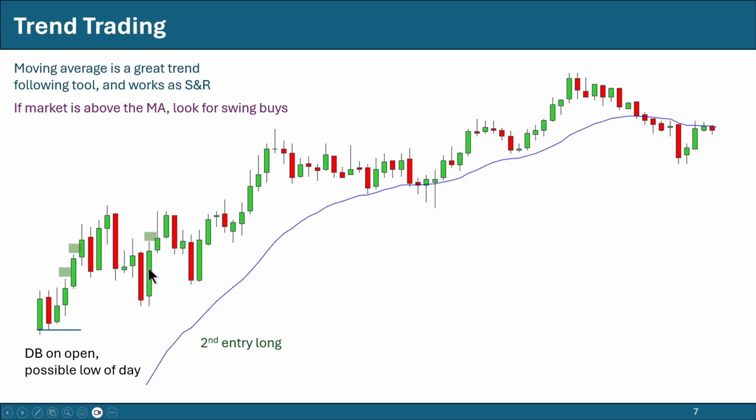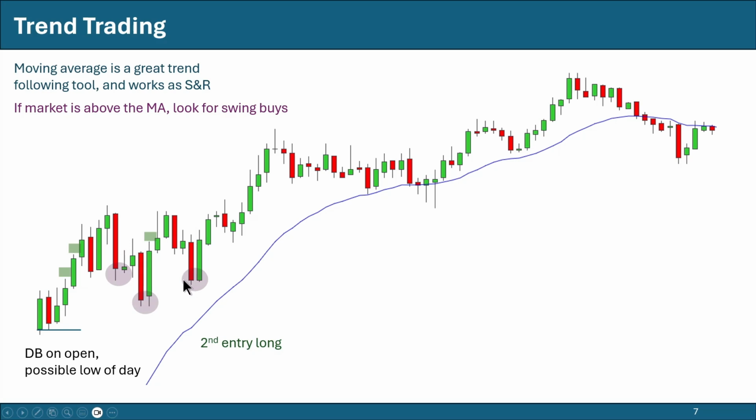Then we get the biggest bull bar of the day. Micro double bottom above the moving average. A lot of bulls will go long there, betting on higher prices, betting that this is going to be the low of the day, and then they can hold it all the way up here.